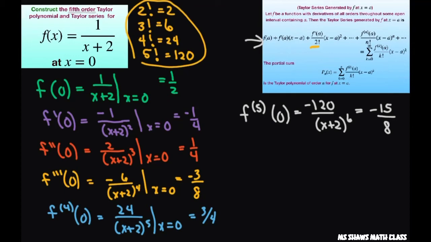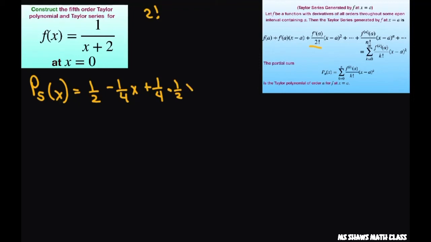All right, so let's write our fifth order Taylor polynomial. So our first term was 1/2. Then we have minus 1/4 x. So that part's the easy part. Now we have plus 1/4 times, and remember we had 2 factorial. So remember that's going to be just 1/2. X squared. I'm going to scoot down a little bit.